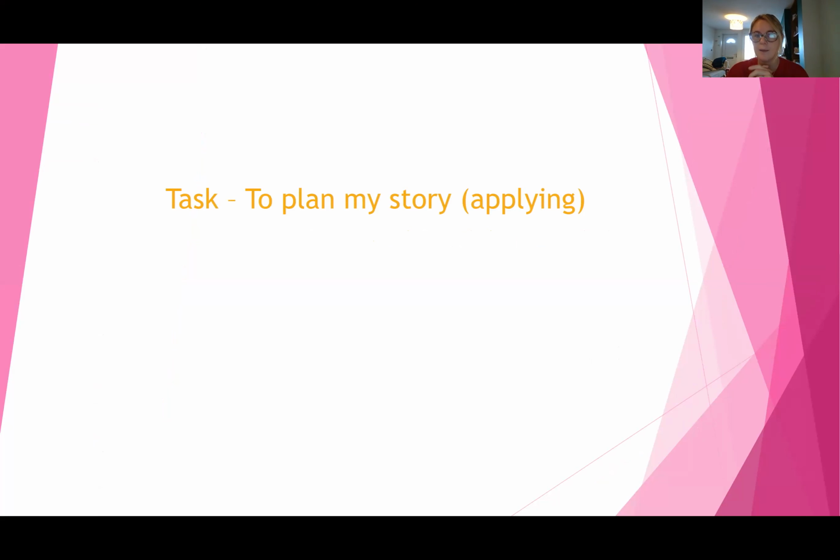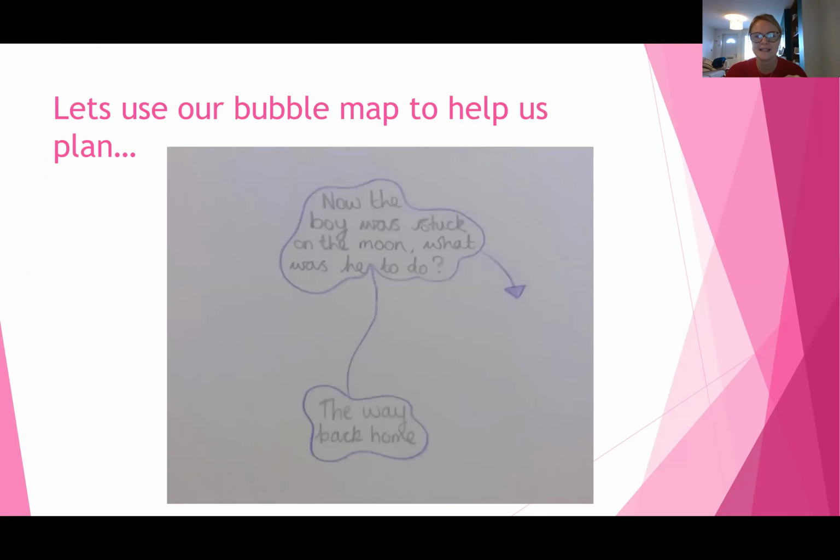So we're going to use our bubble map to help us to plan our story. Now we planned our Jill Murphy story on the way home like this. So hopefully you'll be used to doing that and you remember how we did it. So let me show you. So in the middle of your bubble map, you're going to have The Way Back Home, which is the name of our story, isn't it? So our story is going to be called the same, The Way Back Home.